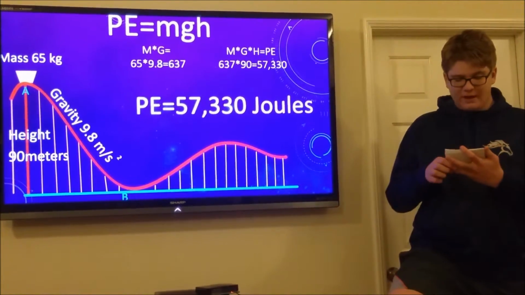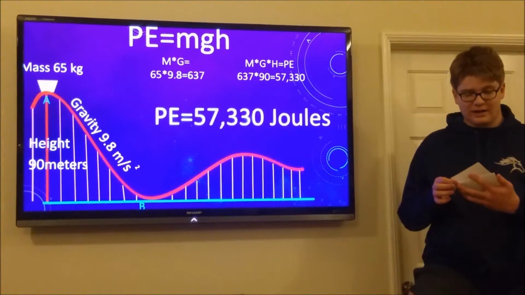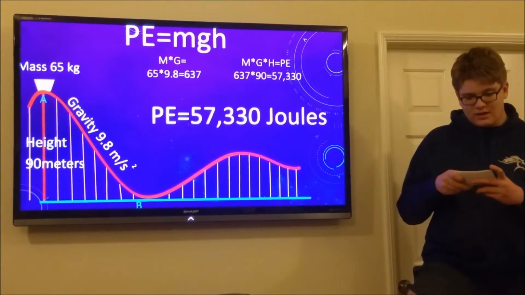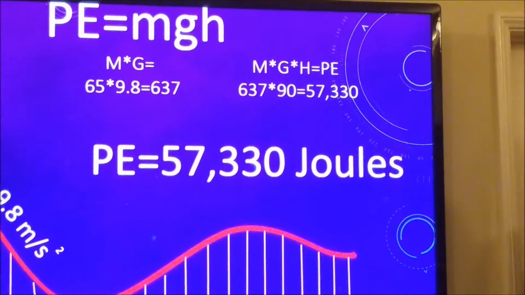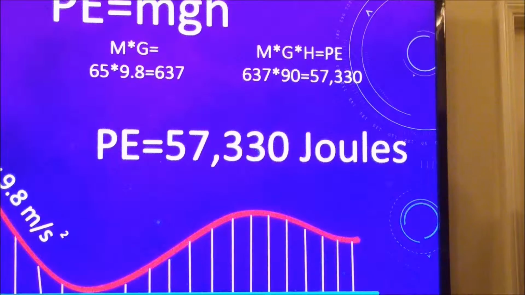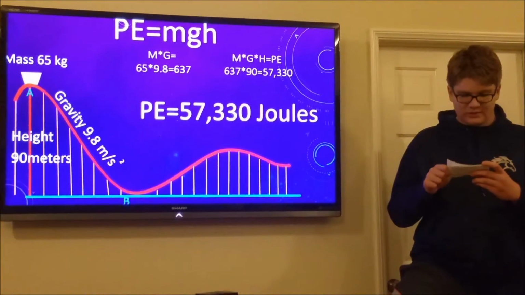If we first multiply mass times gravity, we get 65 times 9.8 equals 637. Then if we multiply 637 times the height, 90 meters, we get a result of potential energy equals 57,330 joules. Joules is the unit of energy.